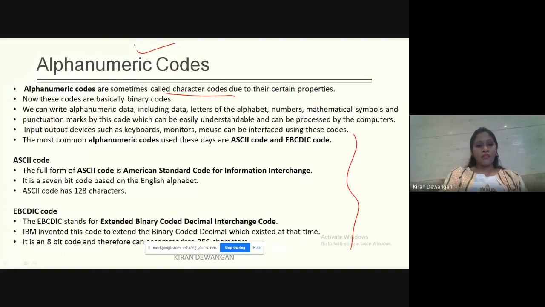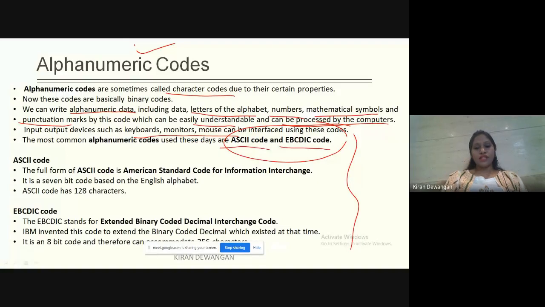As I've said कि हम यहाँ पर alphanumeric data, letters of alphabets, numbers, symbols, सबको हम इसमें कोड कर सकते हैं. And it is understandable and can be processed by the computers. ठीक है, so this is known as alphanumeric code. Input output devices, keyboard, monitors and mouse are interfaced using these codes. हम इन codes के use से सारे जो आपके input output devices हैं, like keyboard, monitor, mouse, सब कुछ ये alphanumeric code से interfaced रहते हैं. Common alphanumeric codes are ASCII and EBCD code.